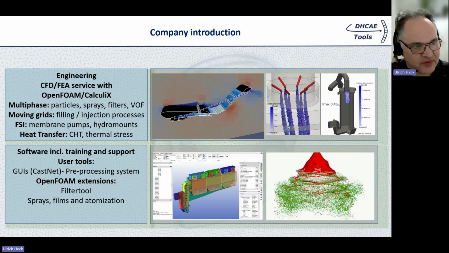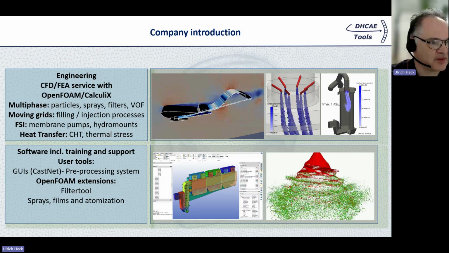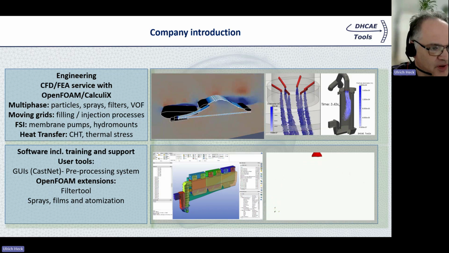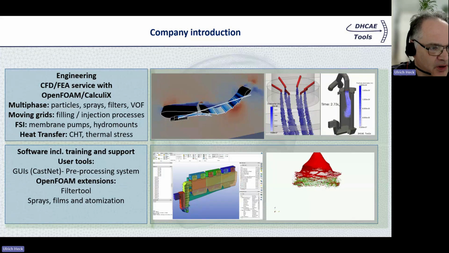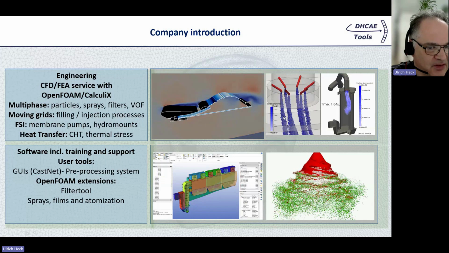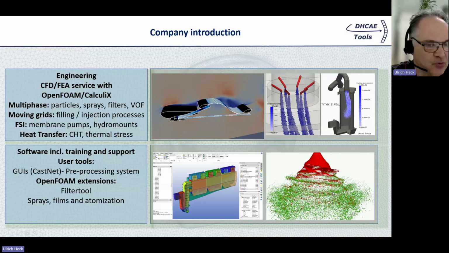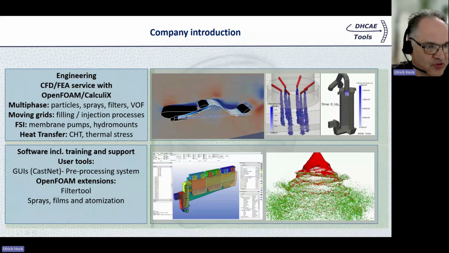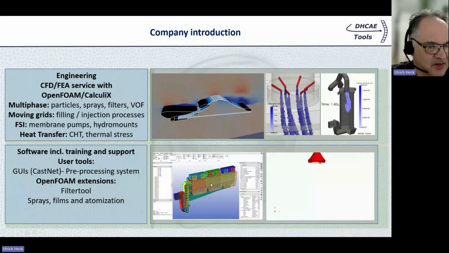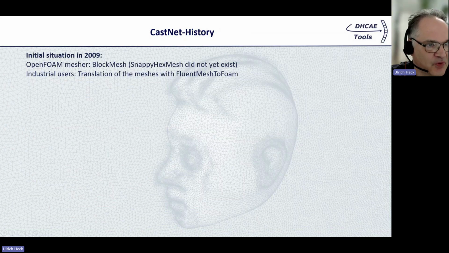Then we do also software development. We started here with our GUI CastNet. This is a pre-processing system for OpenFOAM. And meanwhile, we do also a lot of OpenFOAM extensions. We started here with a tool for filtrations, and our last tool that we developed is a transition model for volume of fluid to Lagrangian particles, for example, to model atomization processes. But for today, we will focus here on CastNet, our pre-processing system for OpenFOAM.